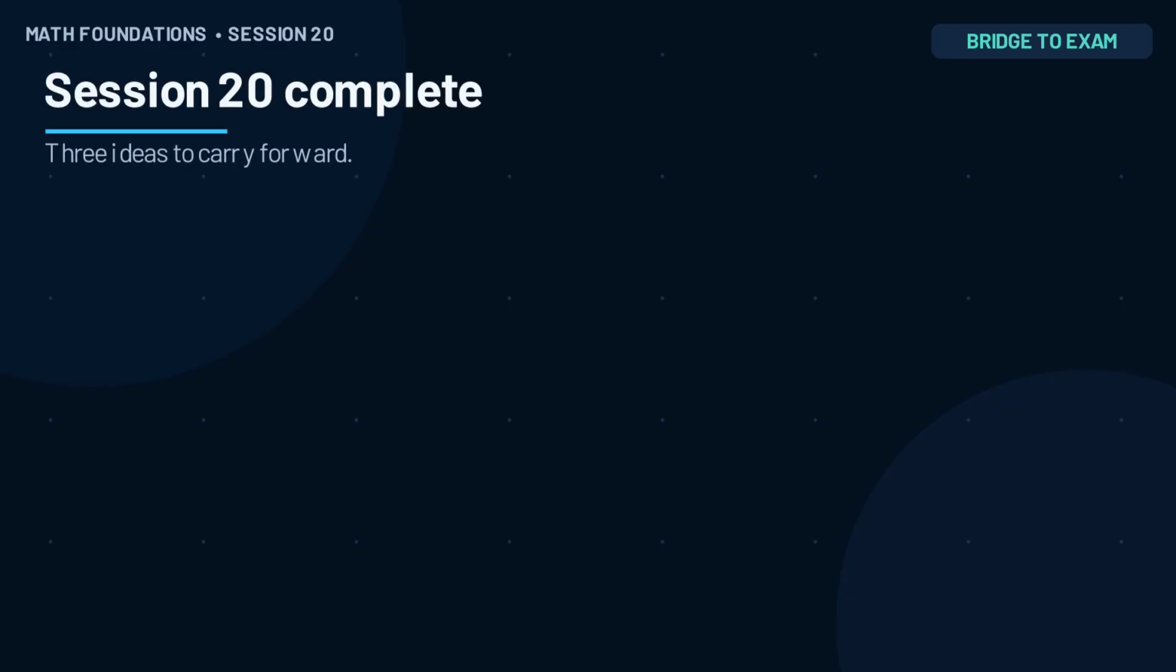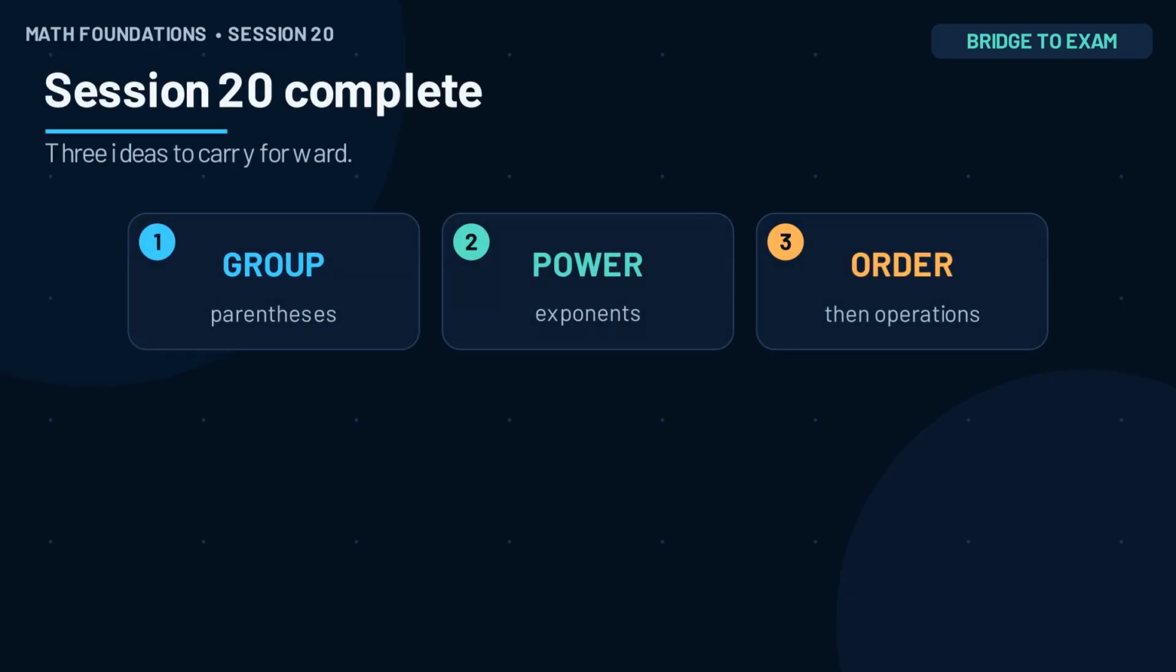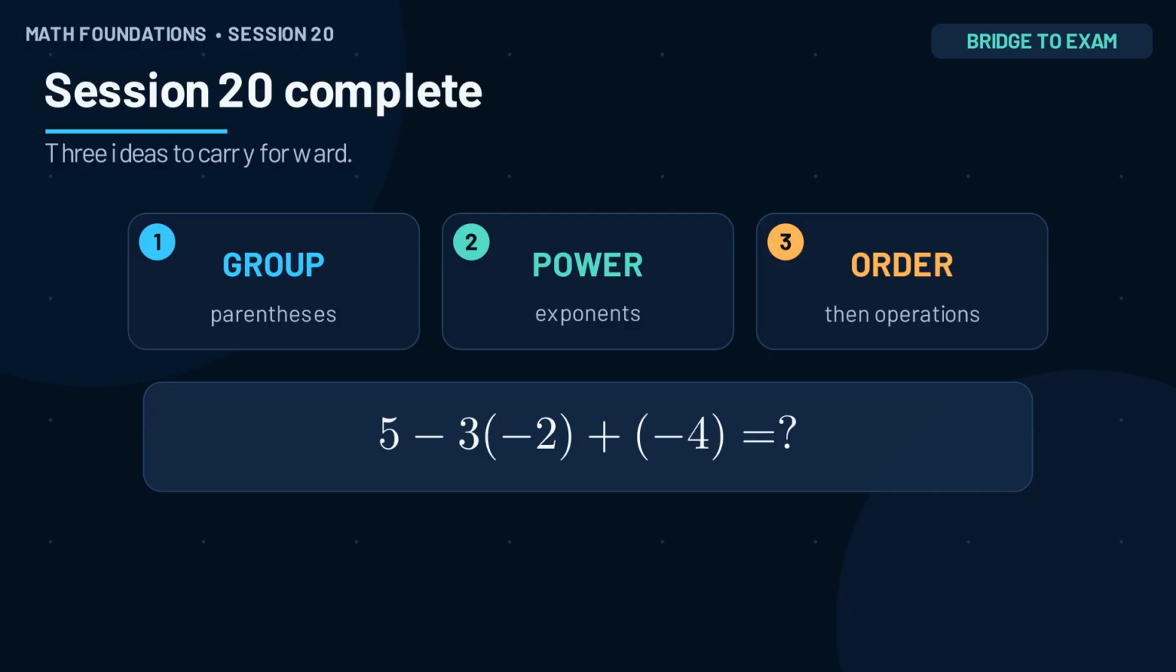Let us recap. Group, exponentiate, multiply or divide, then add or subtract. For a quick check, consider 5 minus 3 times -2 plus -4. Multiply first, then 5 minus -6 minus 4 equals 7.